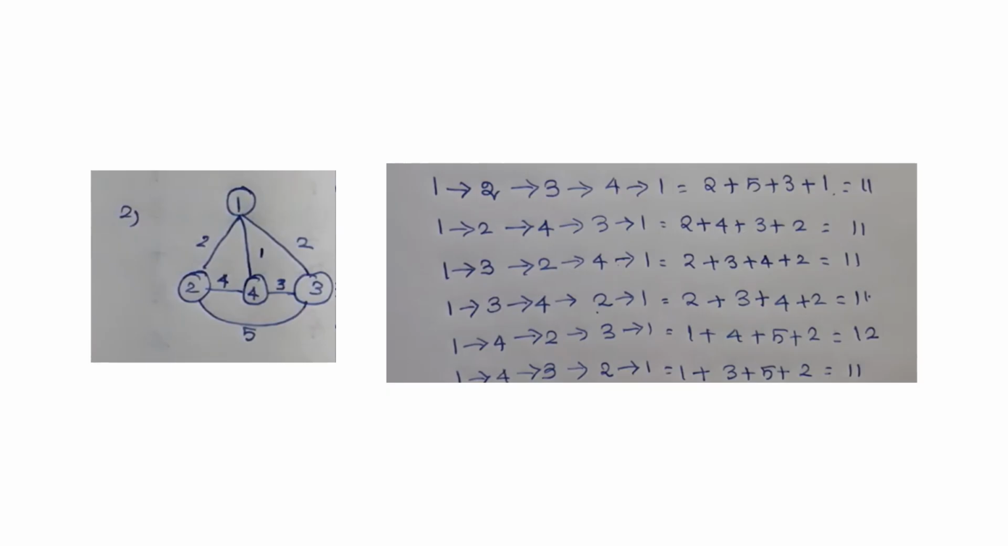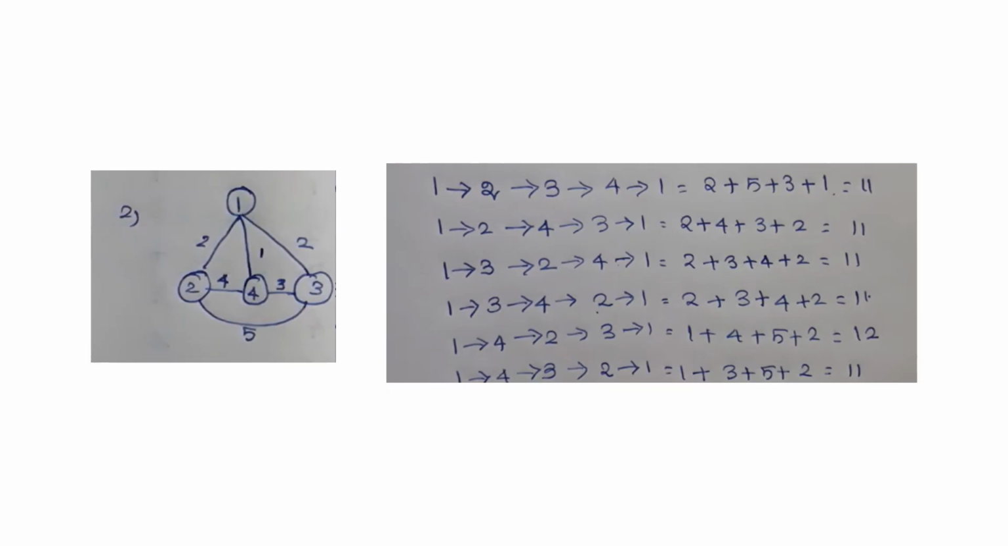This is one of the combinations. The next one: 1 to 2, and then 2 to 4, and then 4 to 3, and then 3 to 1 is one of the combinations. The next combination is 1 to 3, and then 3 to 2, and then 2 to 4, and then 4 to 1 as one combination. And 1 to 3, and then 3 to 4, and then 4 to 2, and then 2 to 1 is one of the combinations.